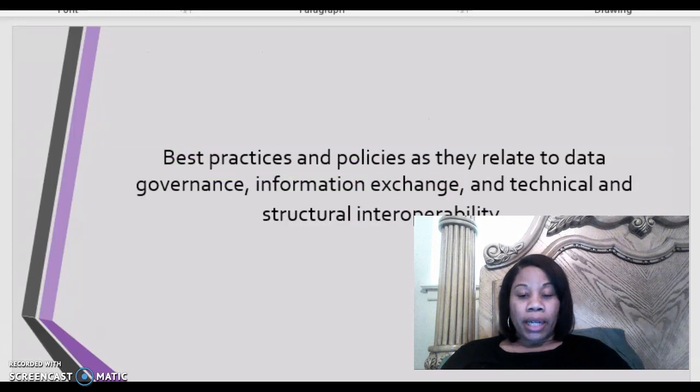Best practices and policies as they relate to data governance, information chains, and technology and structural interoperability. The data governance policy is a documented collection of guidelines for ensuring the proper management of an organization's digital information, such as instructions, and can involve strategies for business process management and expertise risk planning, as well as security, data quality, and privacy.